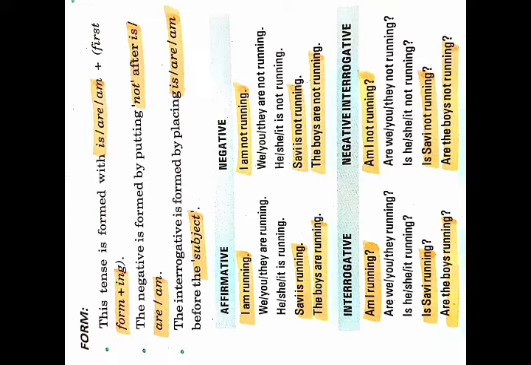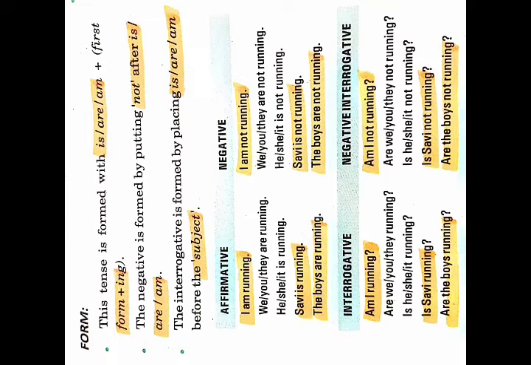Similarly, the interrogative is formed by placing is, are, am before the subject. Now, if you want to convert the sentence, I am running to interrogative, you can say, am I running? He is running. Is he running? They are running. Are they running? So this way, you can change a tense from affirmative to negative, from negative to interrogative.